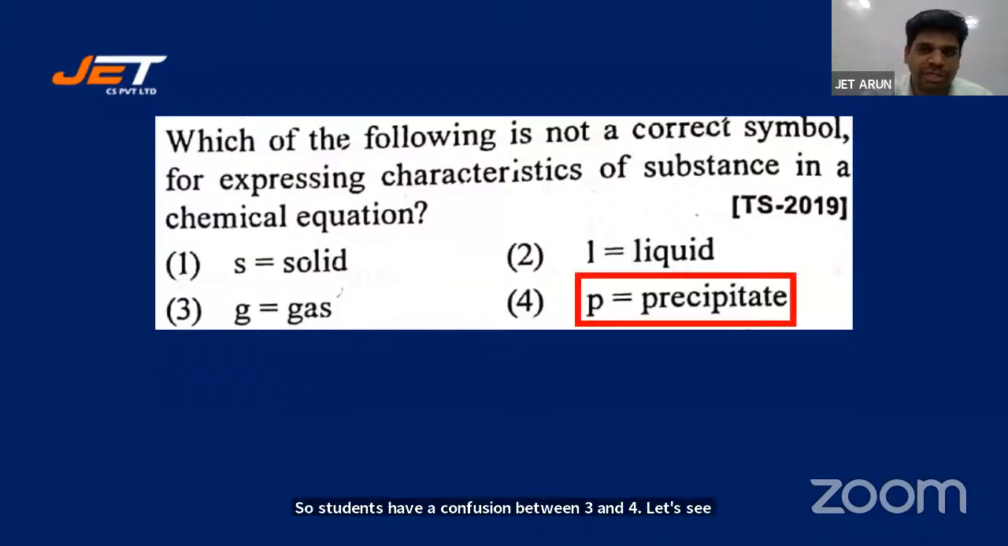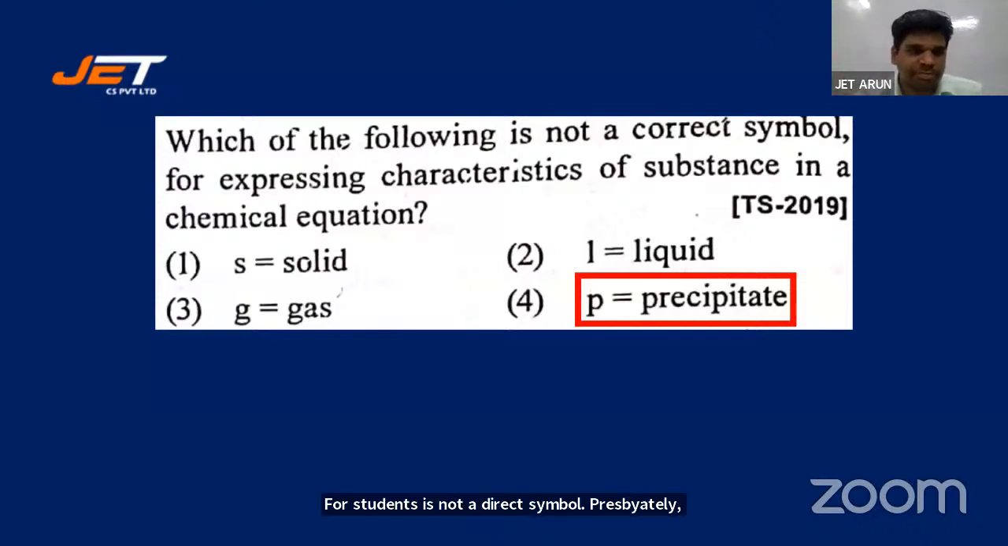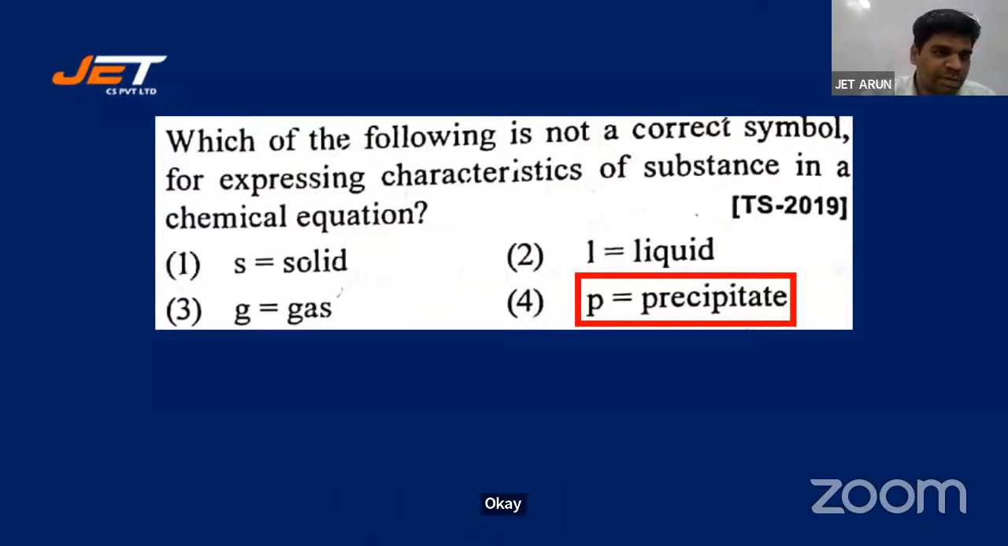4 is not the correct symbol. Precipitate ni downward arrow to చూపిస్తారు. All right? Yeah. Right. So you can just mention the option number, students, so that it's easy for you also. Yeah, gas is upward arrow. Absolutely right. So precipitate is downward arrow, gas is upward arrow. All right, let's go for the next one.